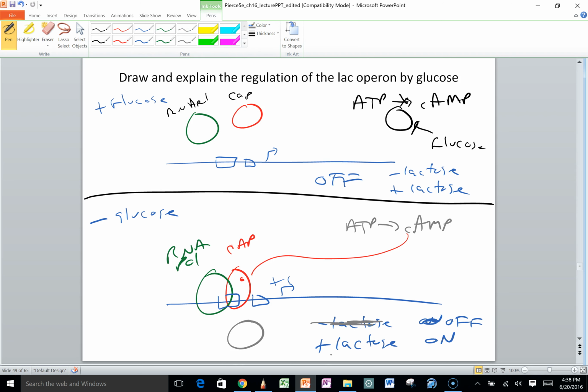If we have plus lactose, you've got lactose bound onto the repressor. The repressor can't bind the operator. RNA polymerase can bind the promoter because it has CAP. And so then we'll transcribe this gene, make the proteins that we need, until eventually we make enough glucose, and then we'll turn it off again. All right, so that's pretty much it for the lac operon.